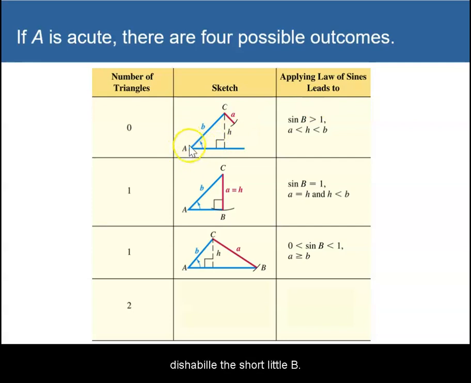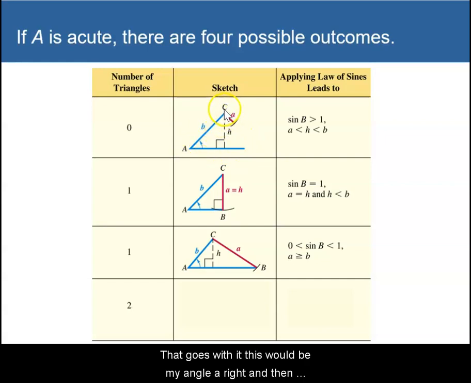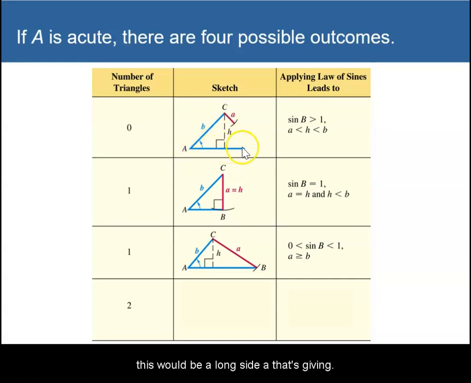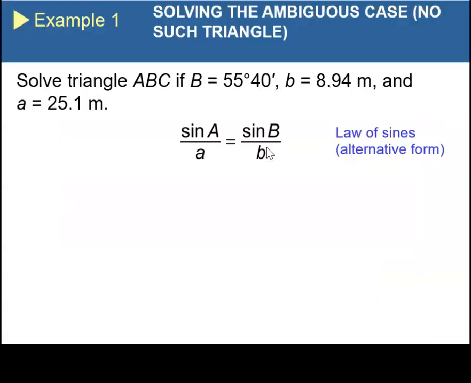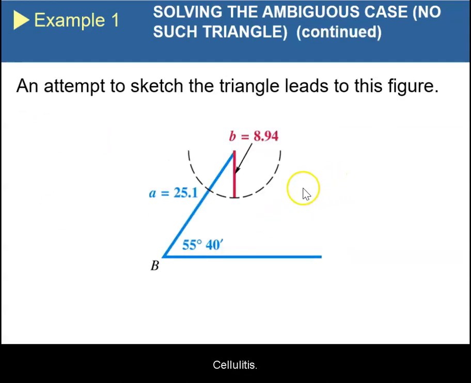This would be my B. This would be the short little B that goes with it. This would be my angle A, right? And then this would be alongside A that's given. Yes, we can jump straight to this. Okay, so it'll look like this, right?